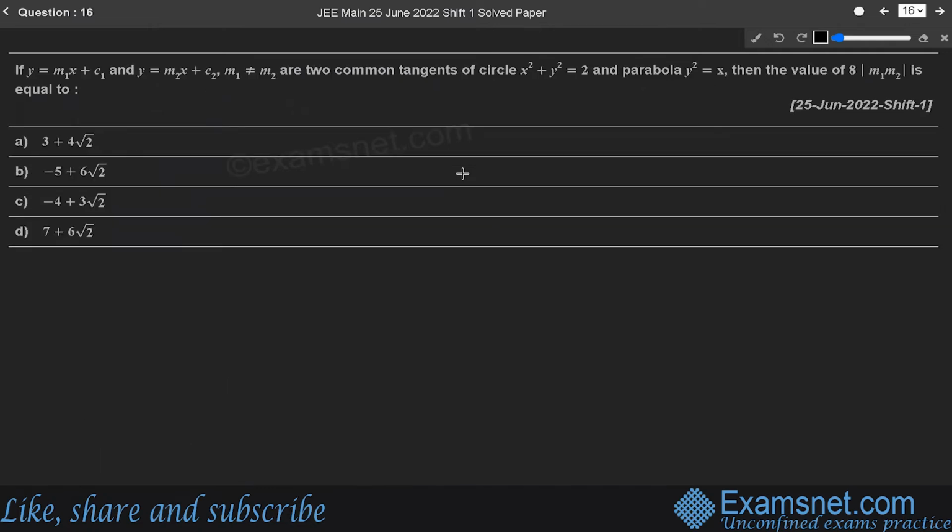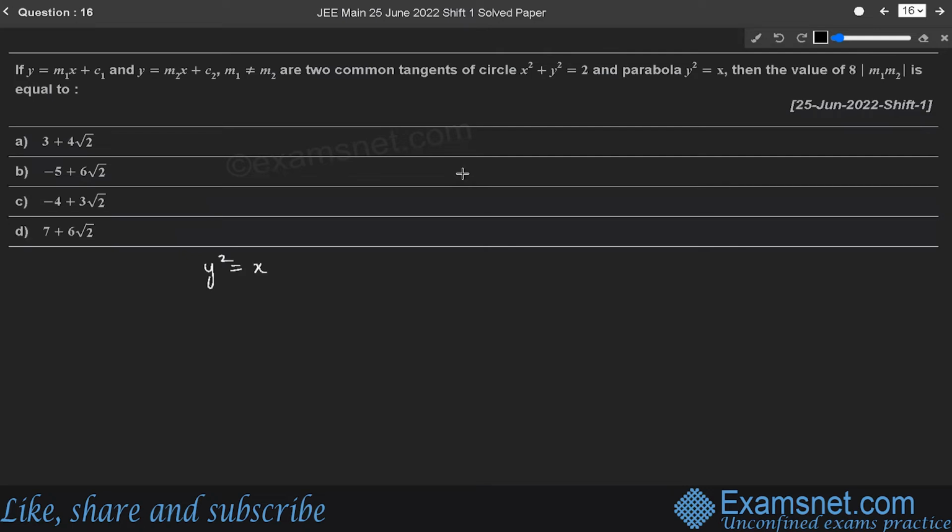Next question is, if y is equal to m1x plus c1 and y is equal to m2x plus c2, where m1 is not equal to m2, are two common tangents of the circle x square plus y square is equal to 2 and parabola y square is equal to x, then the value of 8 into mod of m1 into m2 is equal to. See, this question is very important and this kind of question has come many times in the exam. An equation is given for the parabola, which is y square is equal to x.